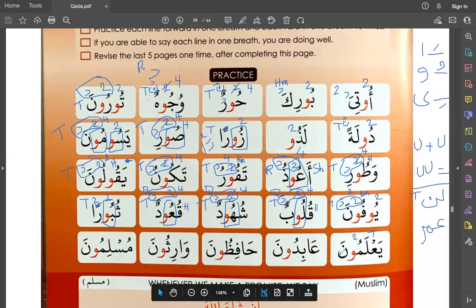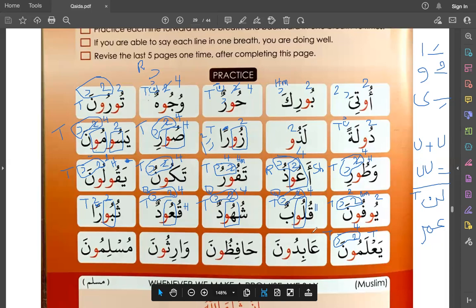Ya'lamun. Now, how will you stop? You will give sukoon at the end. Noon with sukoon will get sifa of tawassut. And this temporary sukoon will affect the long vowel right before it and change it into 4 counts. This is called madd al-aarid lis-sukoon. So, how will you stop? Ya'lamun. And you will get tawassut at the end.